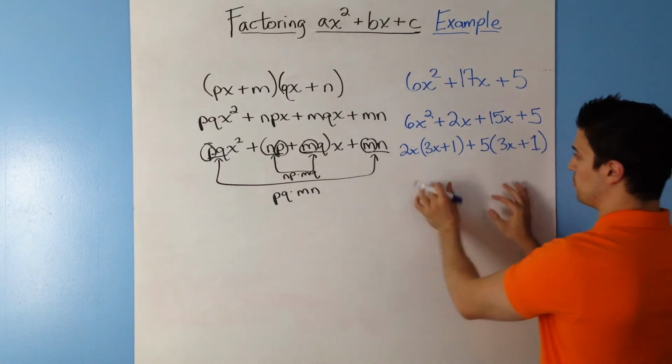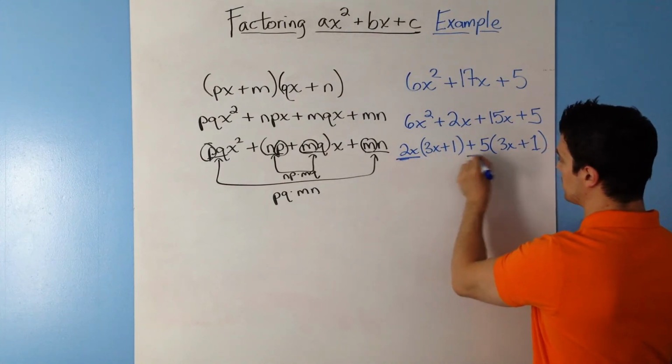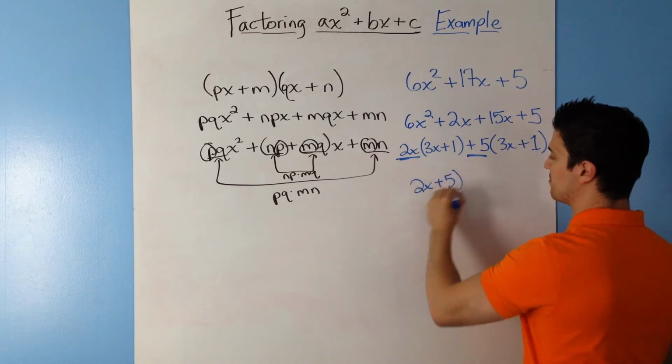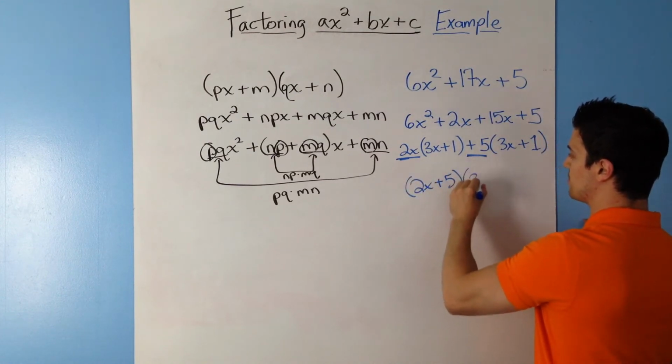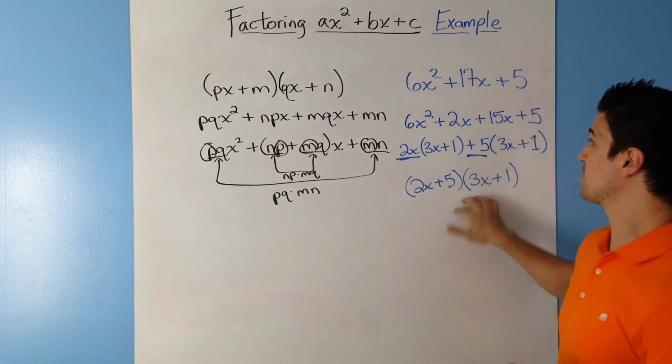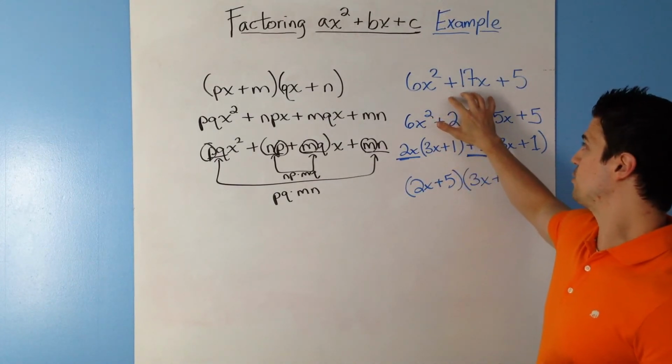So what you can do is combine this 2x and this plus 5 to be 2x plus 5, parentheses, times the quantity 3x plus 1. And then we have our factored form of this trinomial up here.